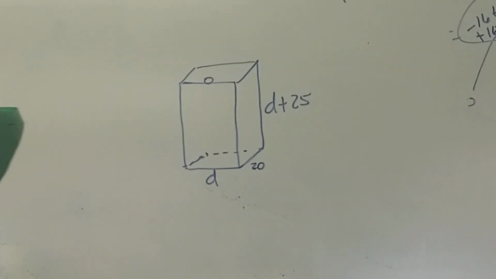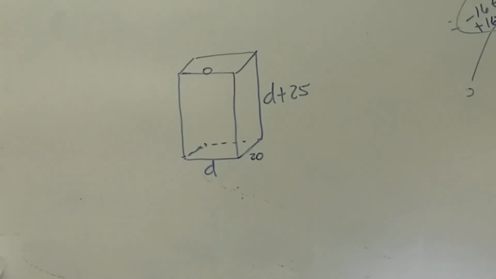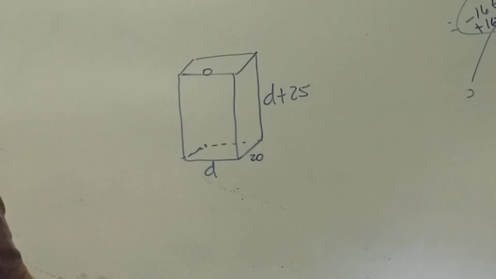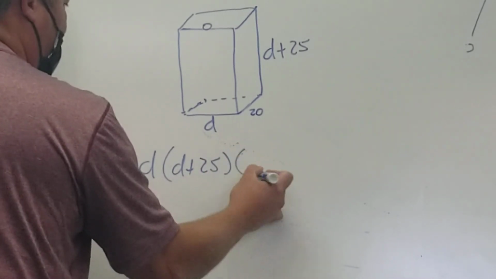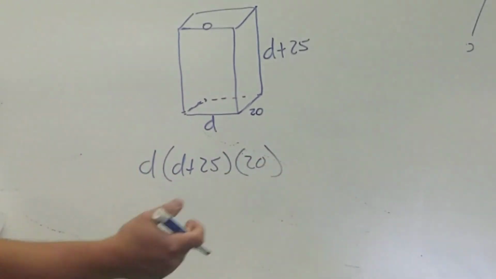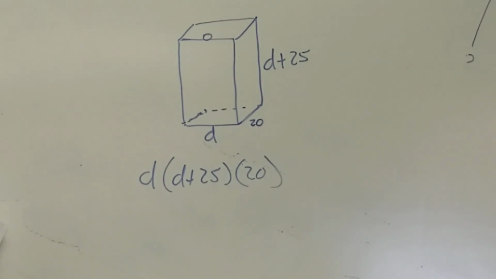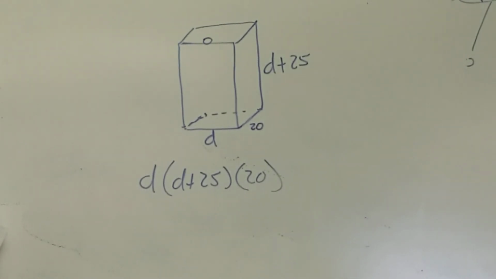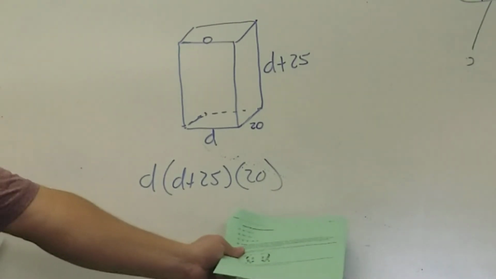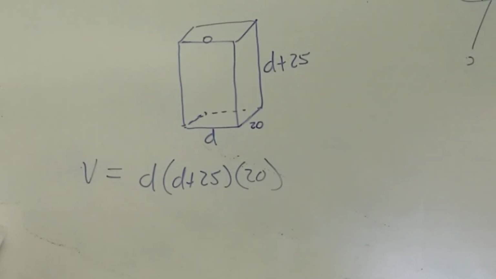Okay. Now it says this. Write a polynomial that will represent the volume. What's the volume of a prism? Just length times width times height. So d times d plus 25 times 20, that's it. Write a polynomial that represents the volume in cubic centimeters of the milk container. Write the polynomial in standard form. Is that a polynomial, by the way? Yeah, and this would equal the volume. That's a polynomial. I just haven't multiplied it out.